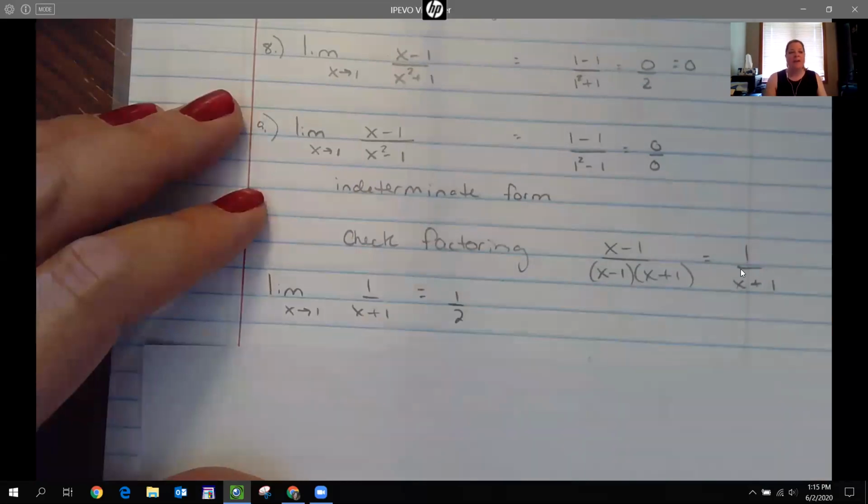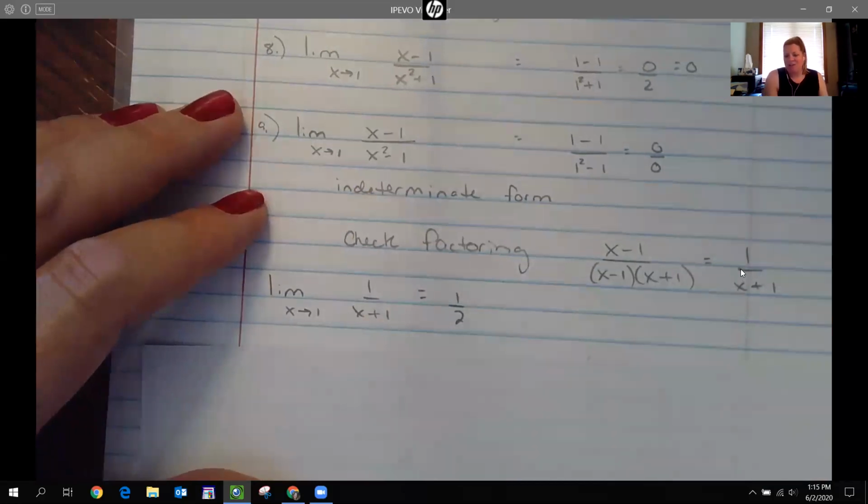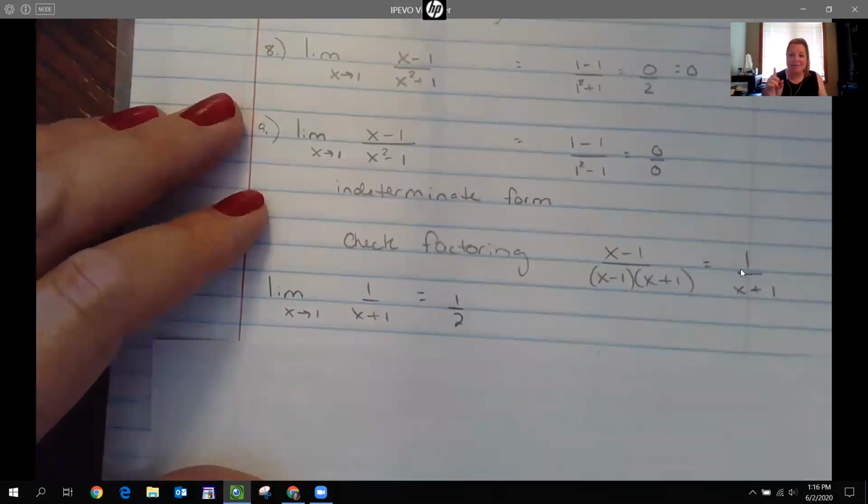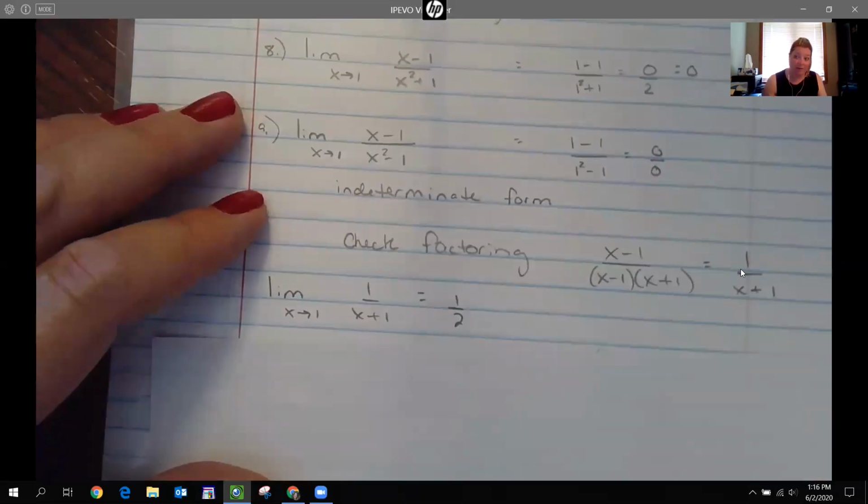Okay, I think you have one that doesn't use factors, that uses another method, but almost all of them, you just have to factor. So 0 over 0 is not the same as 0 over a number or a number over 0, right? 0 over 0 is different. It's indeterminate.